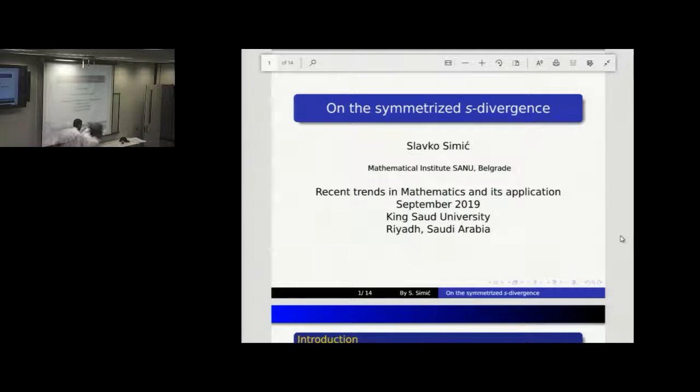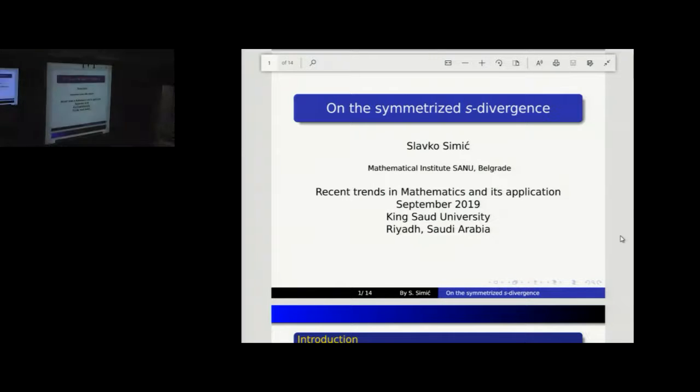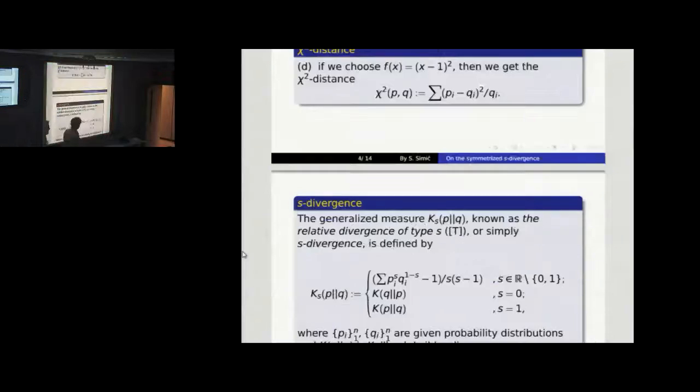Okay. I prepared some slides for this workshop, and it is on symmetrized S divergence. So this divergence could be treated as a more general thing than the Kullback-Leibler divergence.